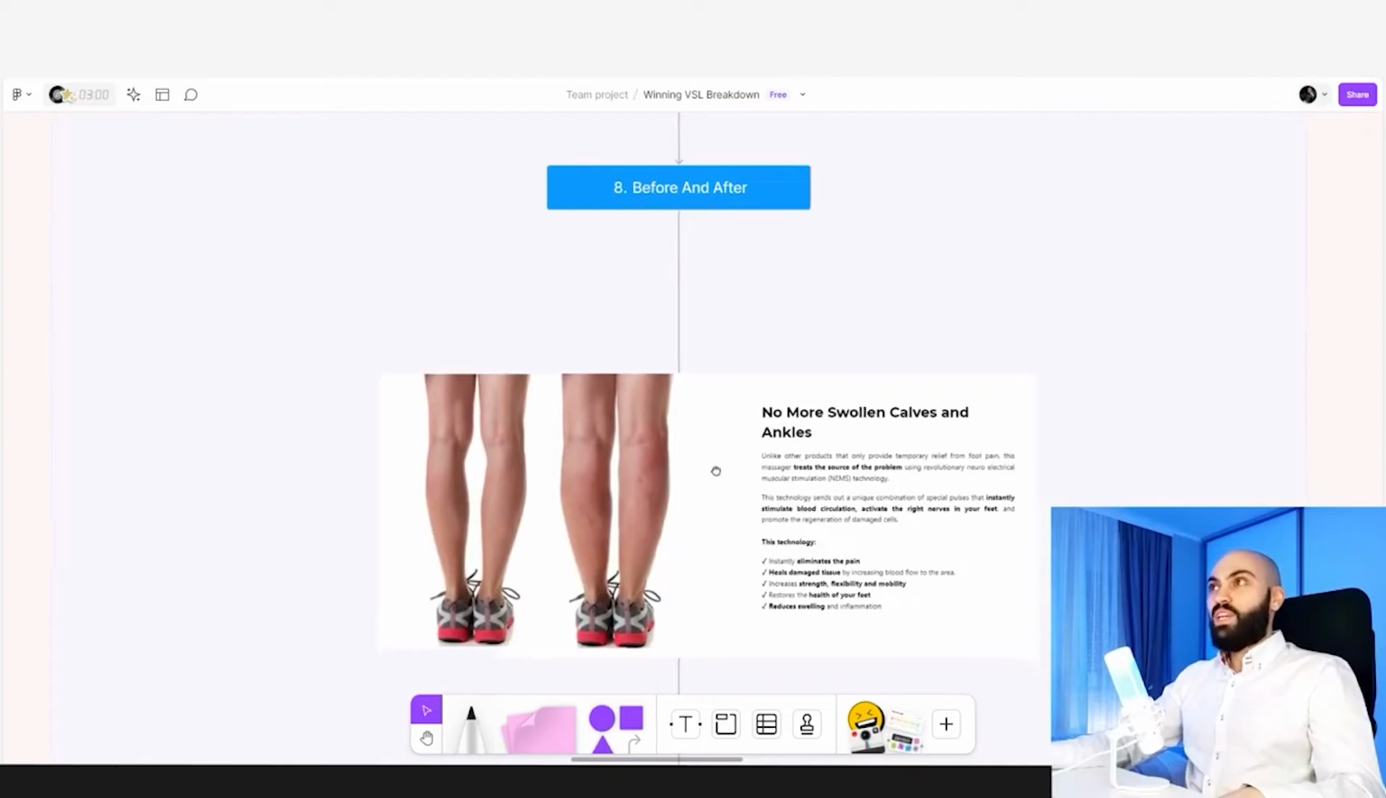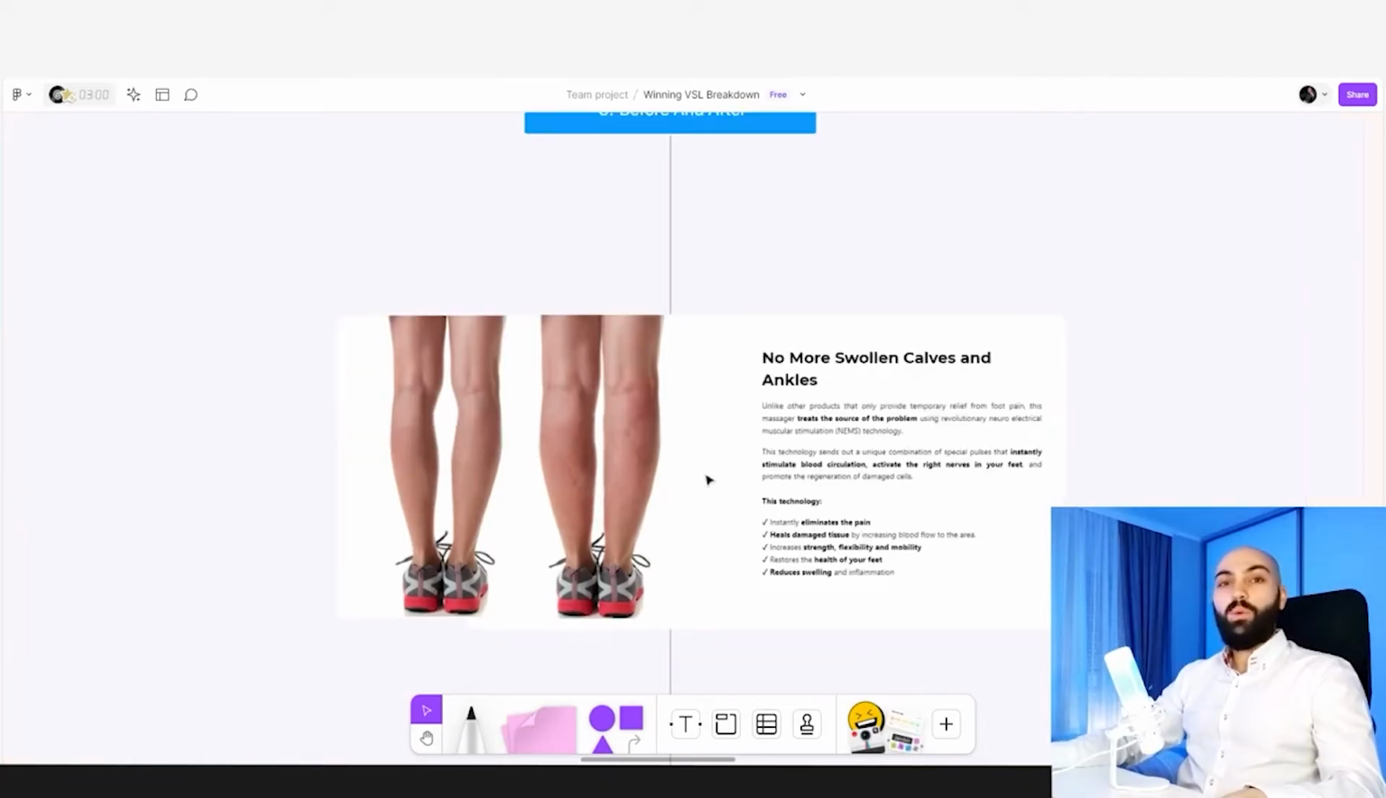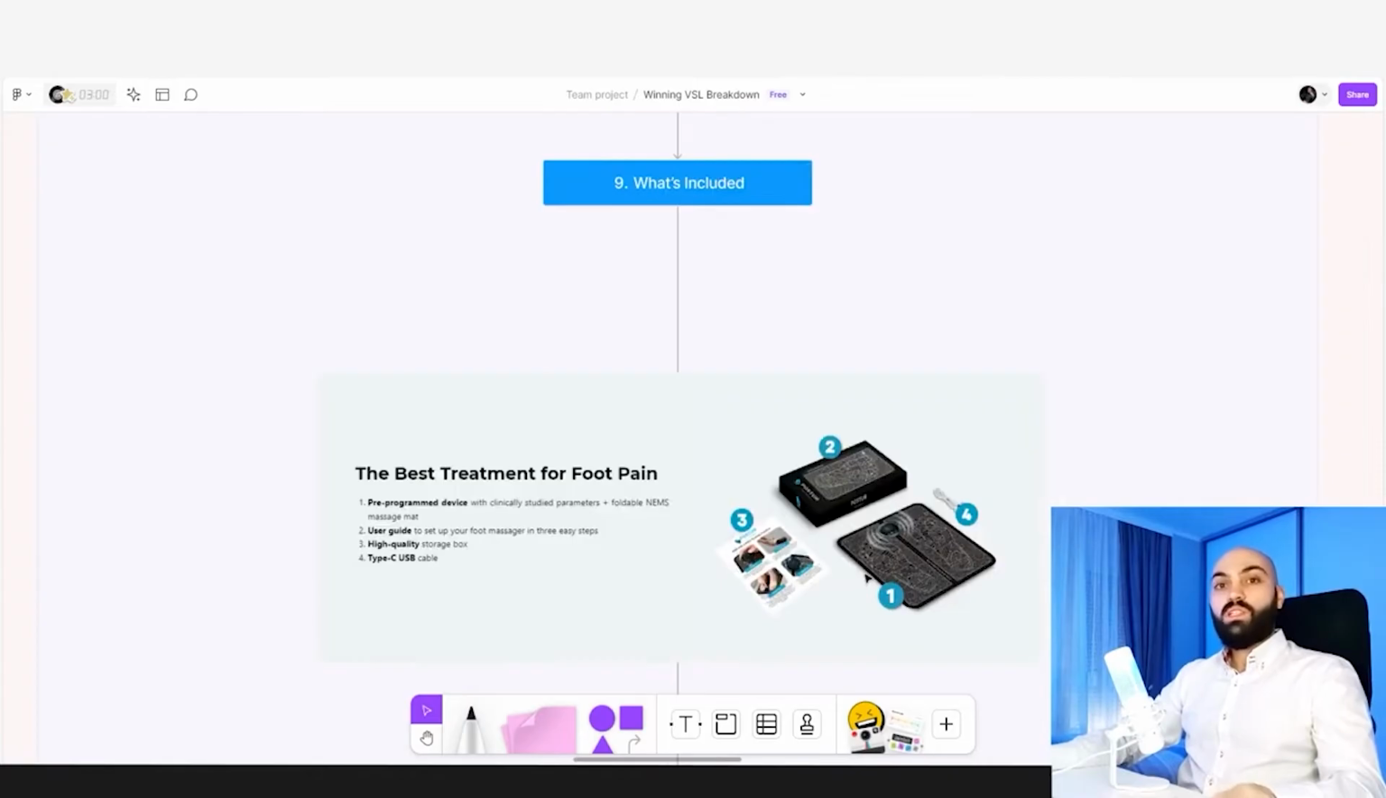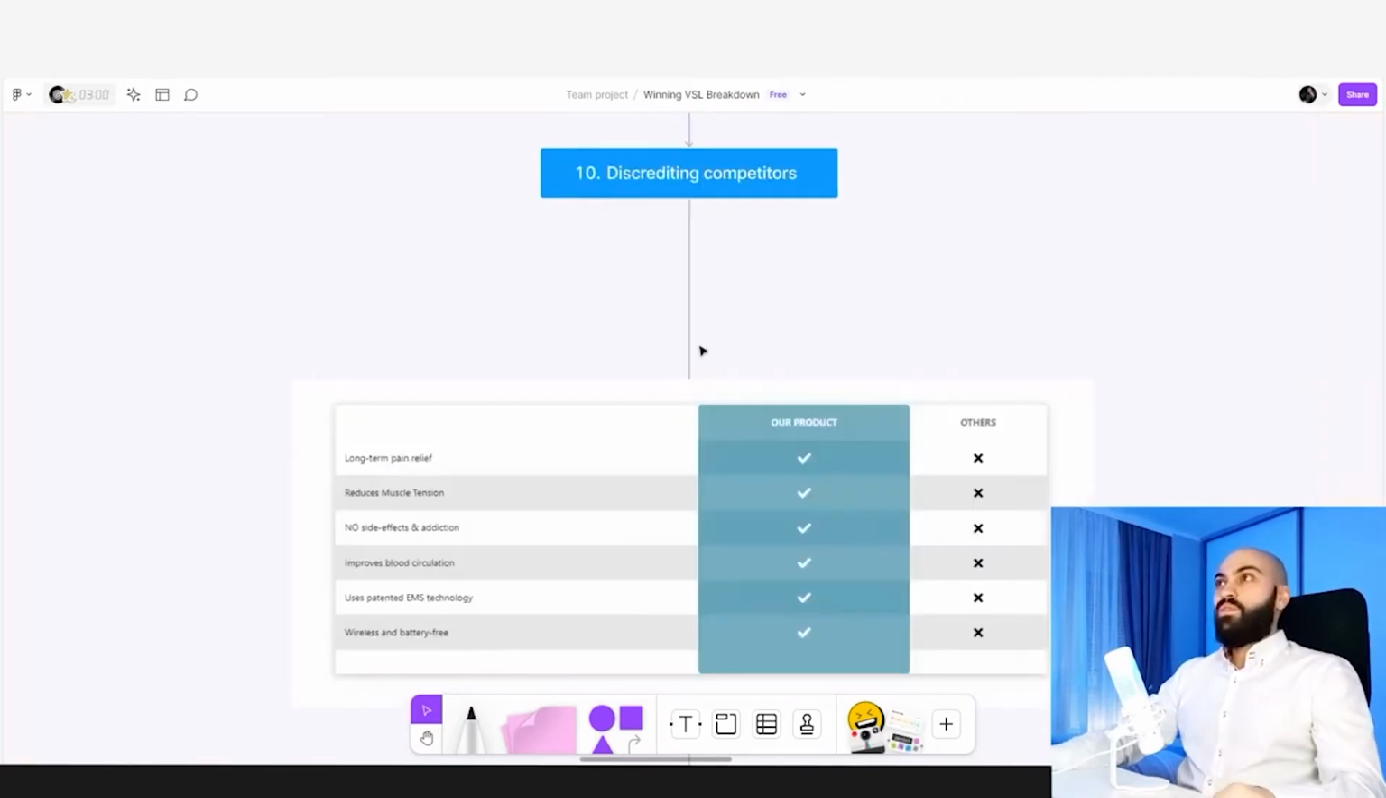Before and after. This is a great usage of a landing page, because if we try to run ads like this on Facebook, our account would get banned. These extreme before and after pictures are not allowed on Facebook, and that's why we use them on the landing page. What's included? We need to list all of the things that they will get out of the box. Discrediting competitors: we use this grid to make it super easy for them to understand why they should choose us over the competitors.